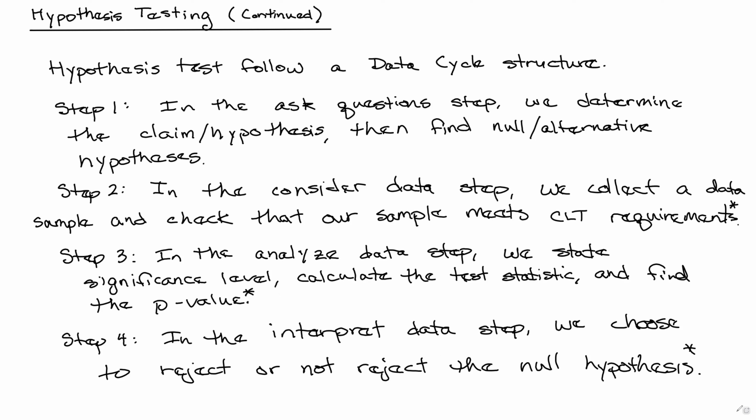All right, so let's go through, and I want to talk about these starred things because those are things that we really haven't done yet. So step 2, we're going to need to go through and check central limit theorem requirements. All right, so how do we do that? In the same way that we did when we went over the central limit theorem.